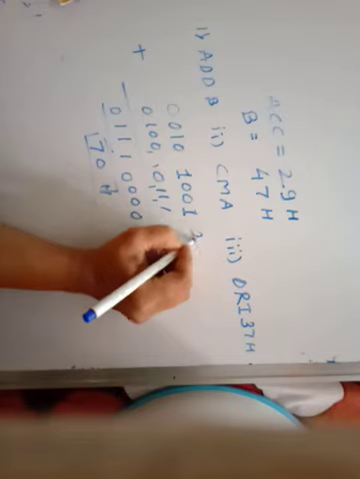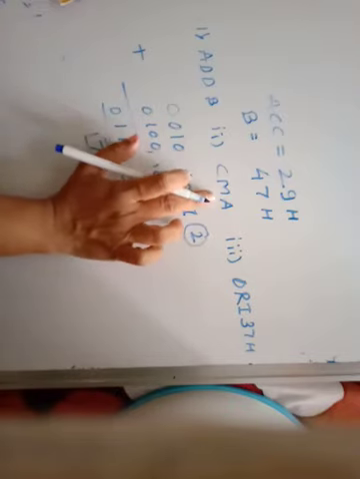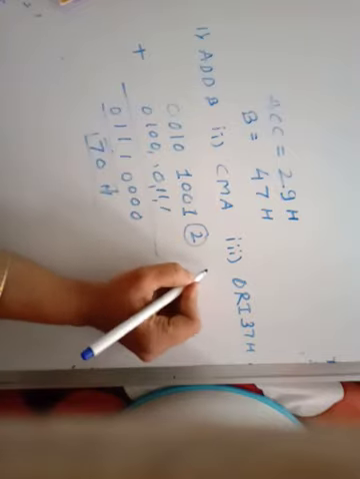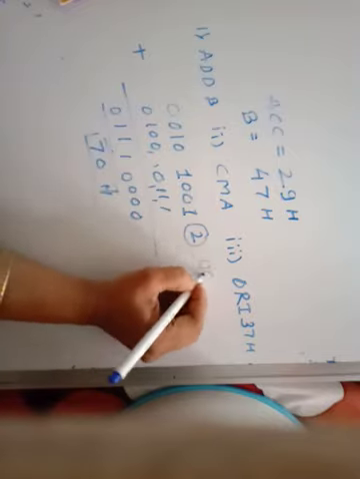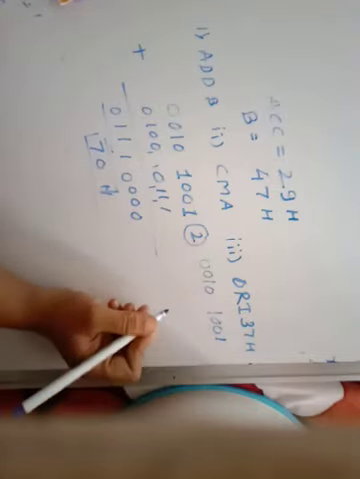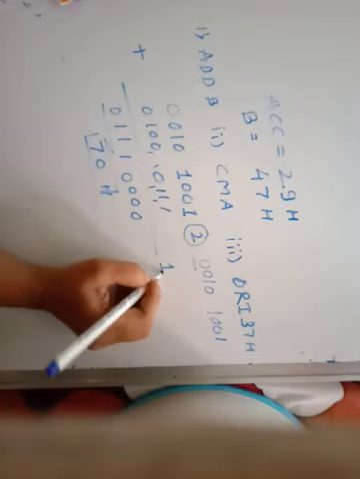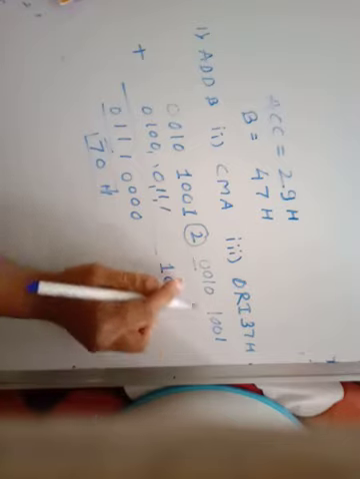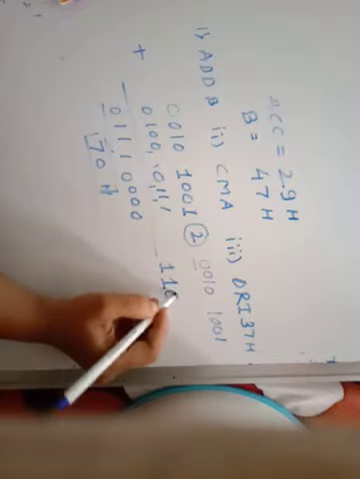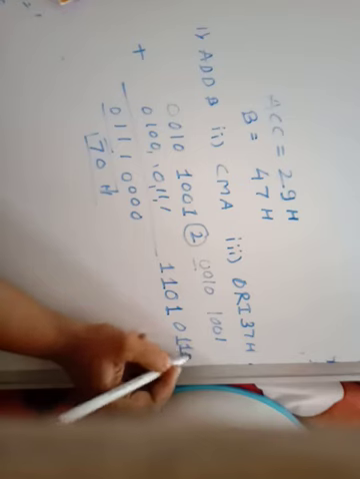Now we'll see the second one. Second is the CMA. CMA stands for complement the content of accumulator. So the content of accumulator is 0010 1001. Complementing it means you have to convert 0 into 1 and 1 into 0. So it is 1101 0110.